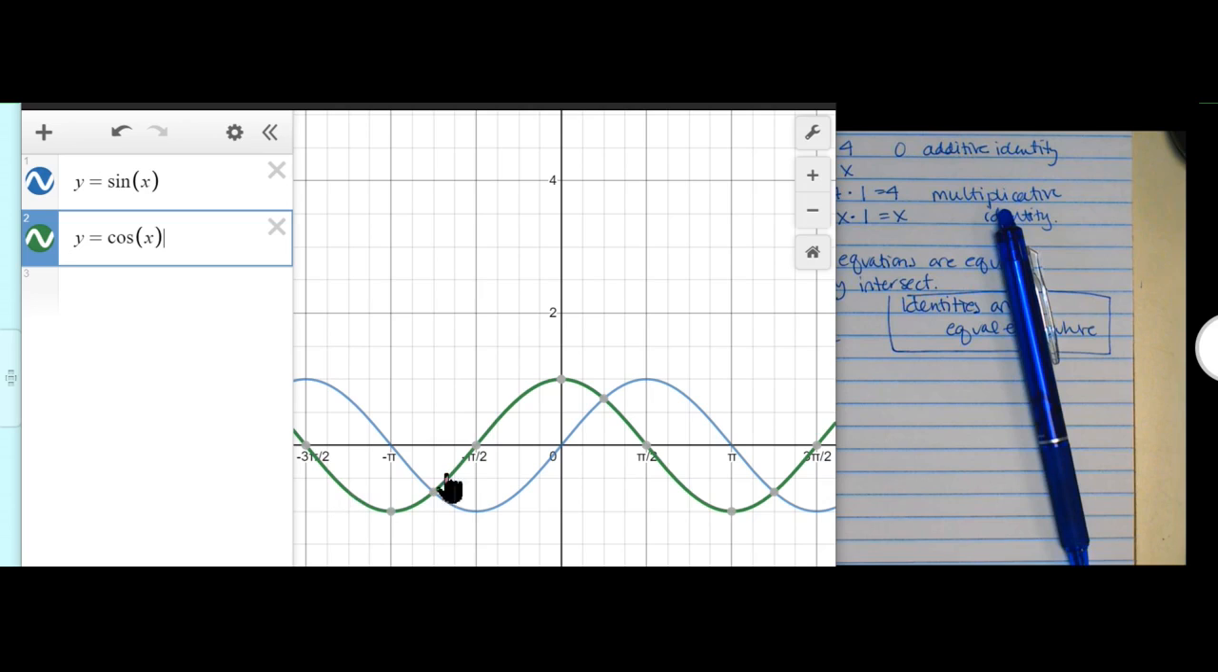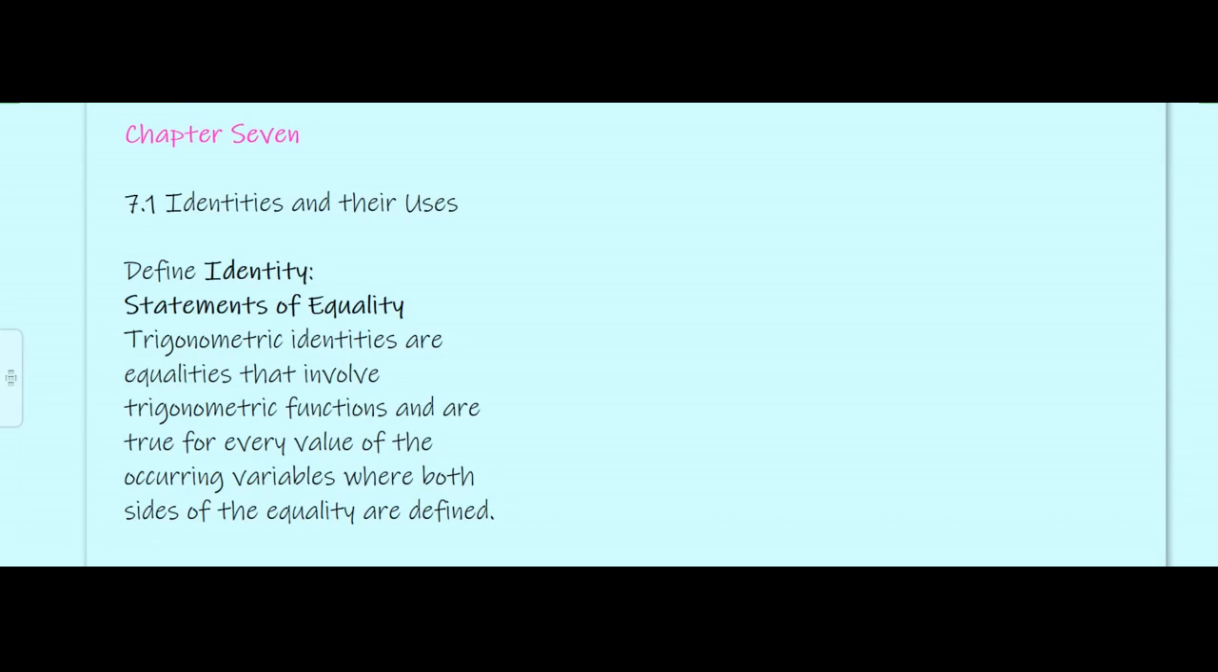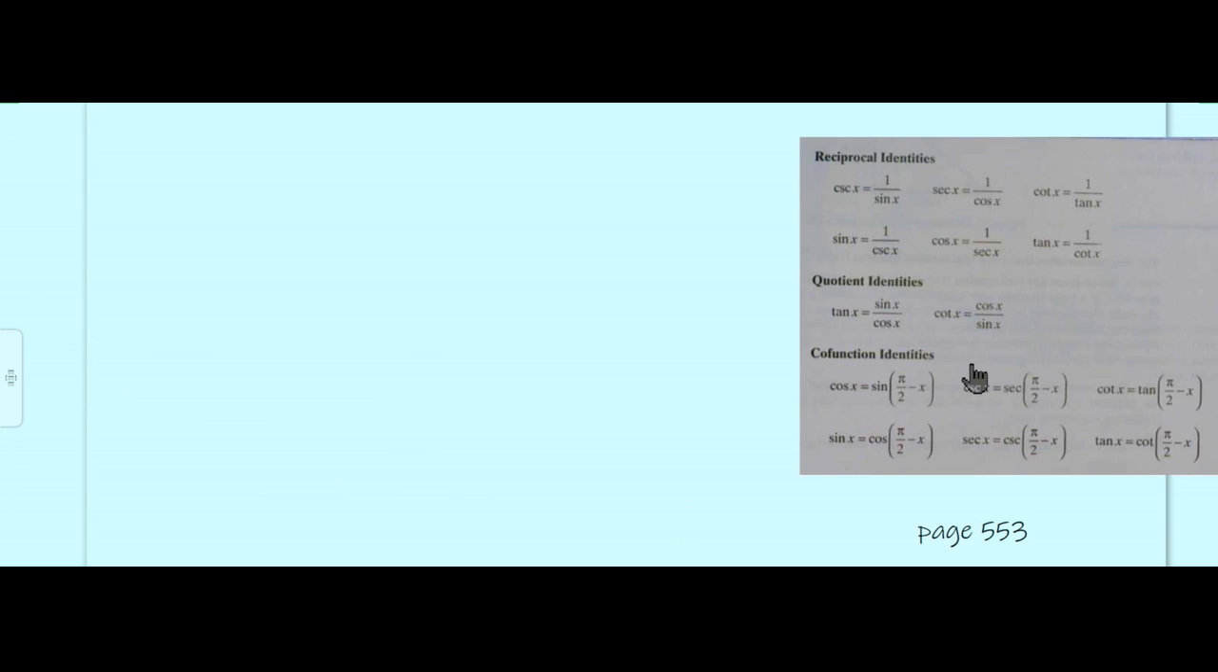Now they don't look like the same graph. They do not mirror each other. But what happens if I use an identity? And so I'm going to show you up here the different identities that I want to go through. Here they are. They're in your book on page 553. These are different identities that we're going to graph and prove.